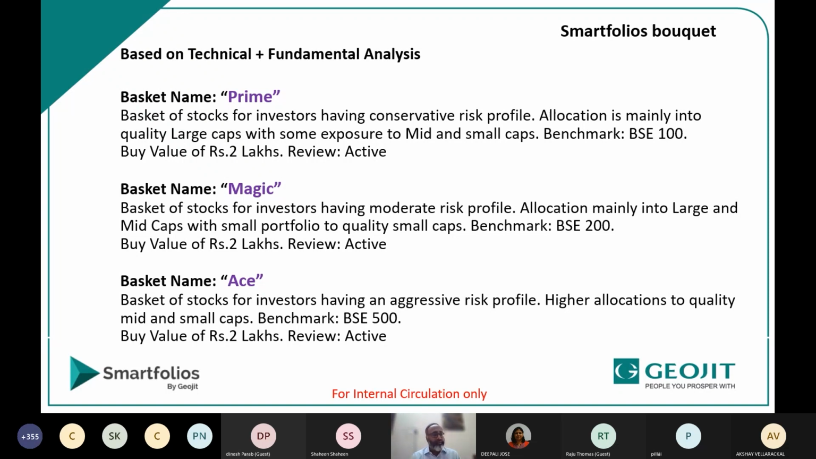The review is active in the sense that at the end of the day, the next day there could be a review that is happening. So there is no fixed review time. It is as and when. It is an active review option in these three baskets: Prime, Magic, and Ace. You can keep topping up with, let's say, 20,000 rupees. Also, you can keep topping up in these baskets. Now, these are based on technicals and fundamental analysis.